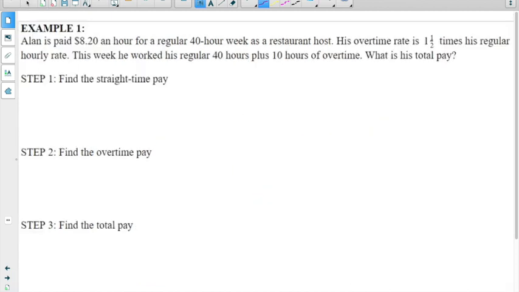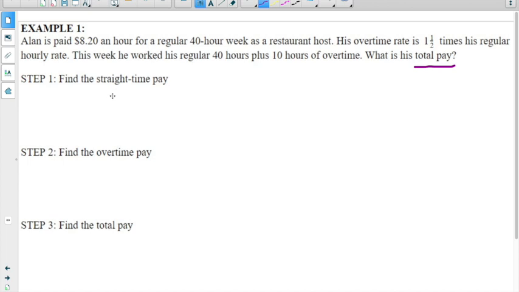Okay. Example 1, Alan is paid $8.20 an hour for the regular 40-hour week as a restaurant host. His overtime rate is 1.5 times his regular hourly rate. This week he worked his regular 40 hours plus 10 hours of overtime. What is his total pay? The task is to find his total pay. I've broken it down into steps for you that you can follow.